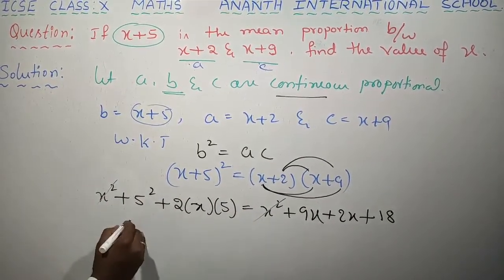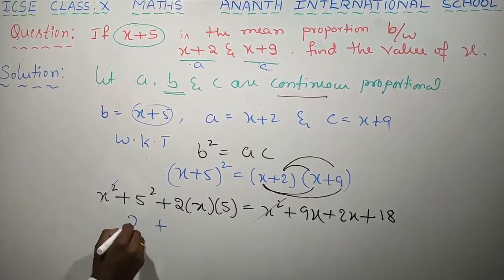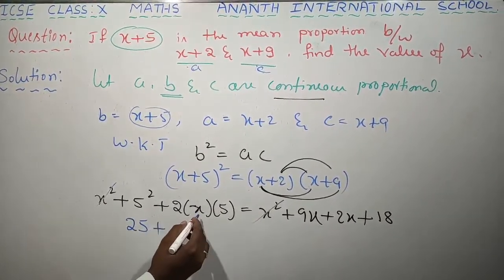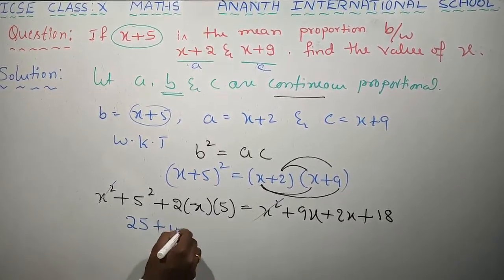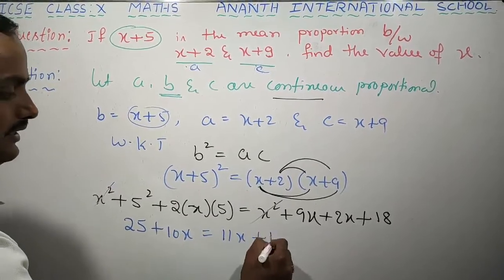Next, remaining 25 plus 5 square means 25, 2 into x into 5 means 5 twos are 10x, is equal to, here 9x plus 2x became 11x plus 18, children.